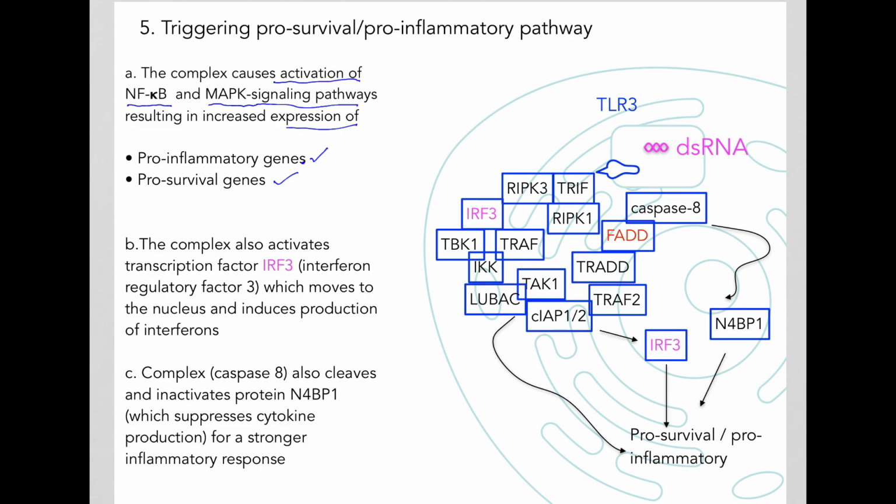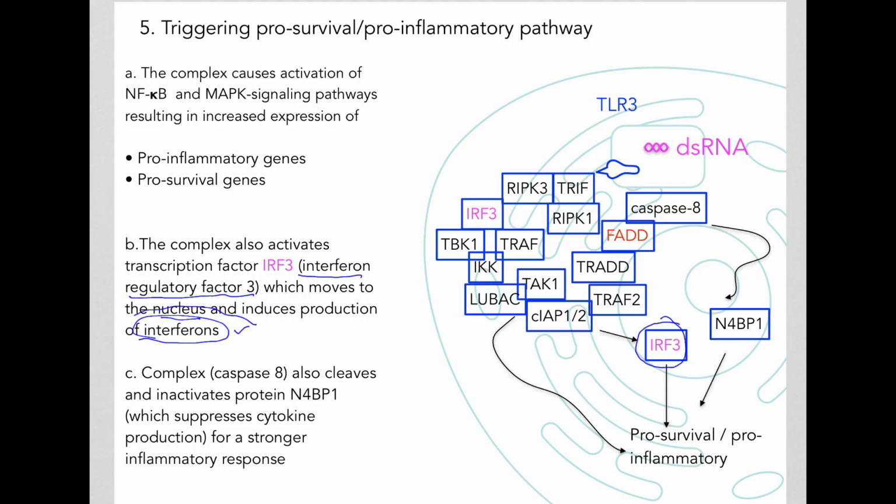So the cell survives and produces proteins that cause inflammation, proteins such as interleukins and chemokines and so on. Now, this complex also activates a transcription factor called IRF3, which stands for interferon regulatory factor 3. And this transcription factor will travel to the nucleus, and it will enhance or induce the production of interferons.